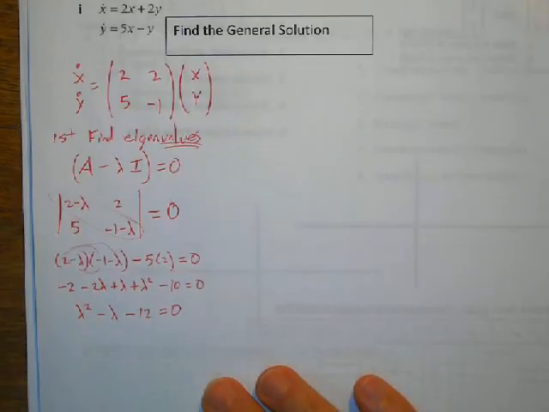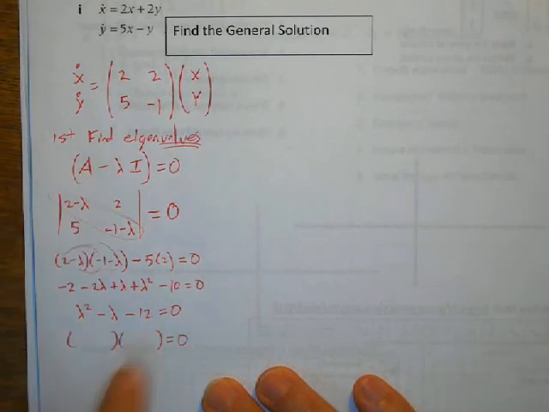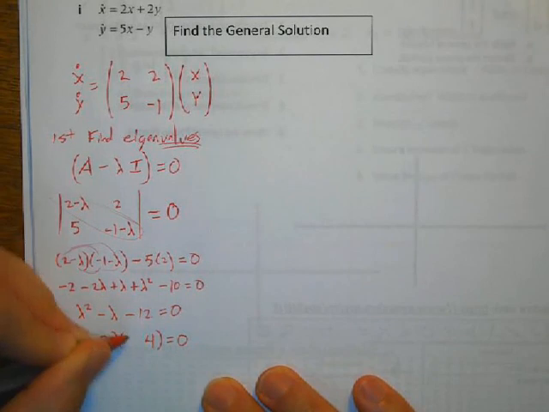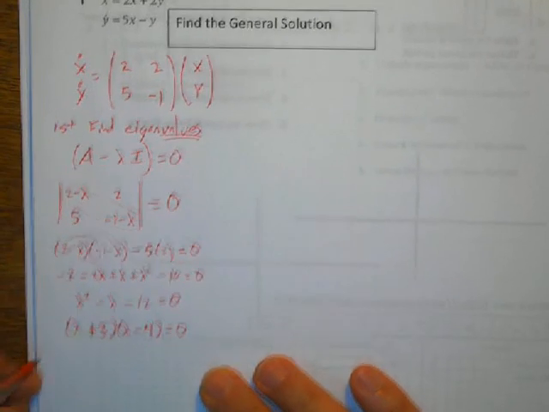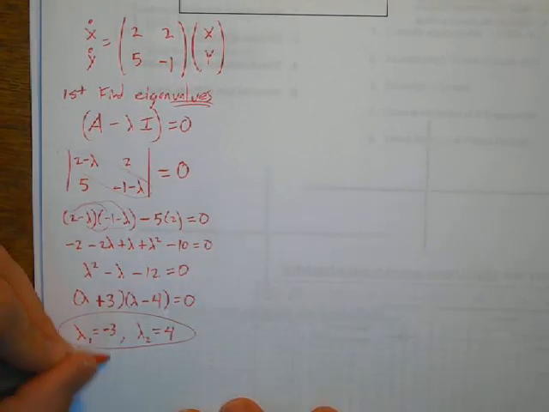Okay, now I have to do some factoring. What two things multiply to give me 12 and subtract to give me 1? And it's going to be 3 and 4. Okay, and since this is negative lambda, the 4 here is going to be negative, and this is going to be positive. So now I've got my eigenvalues, and my eigenvalues are negative 3 and 4. So those are my eigenvalues.